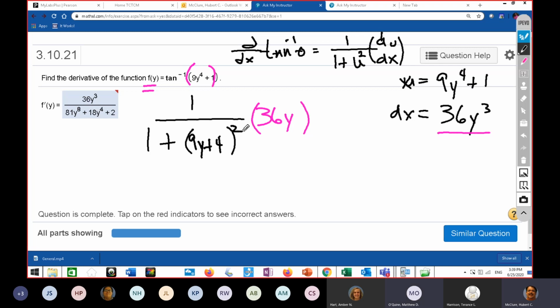9y to the 4th plus 1. Where did I get 9y plus 4? I promise you I haven't been drinking. I believe you less and less every time you say it. What? 9y to the 4th plus 1. I have no idea where I got 9y plus 4.